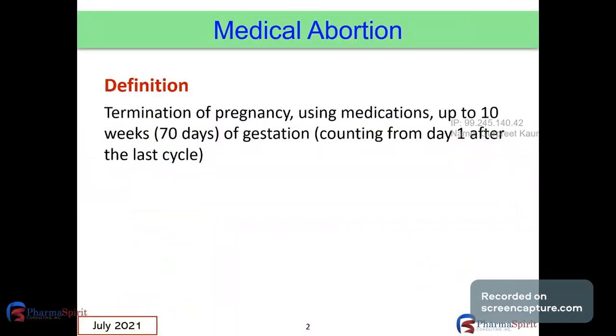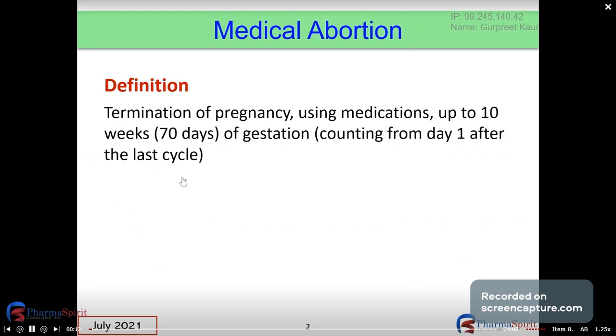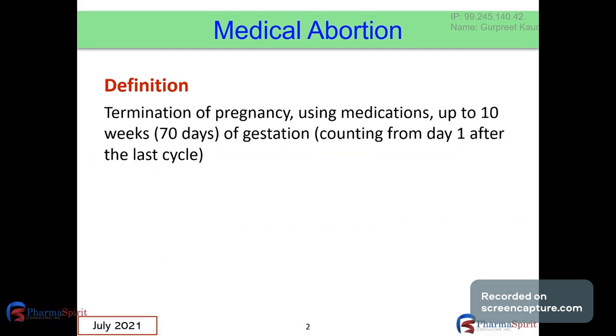Medical abortion is defined as termination of pregnancy using medications up to 10 weeks, which is 70 days of gestation. And these 70 days are counted from day one after the last cycle.